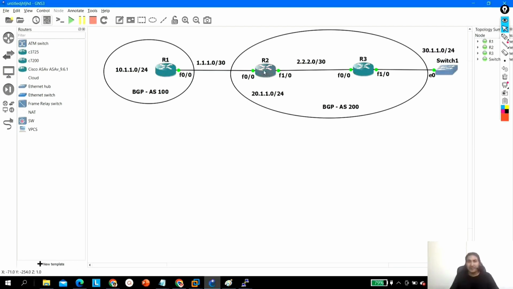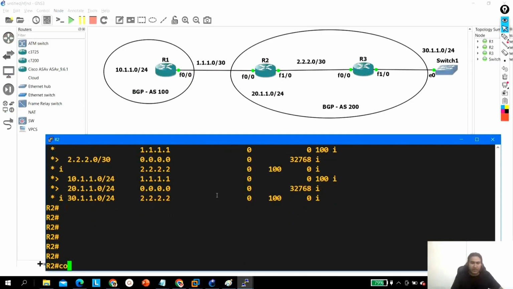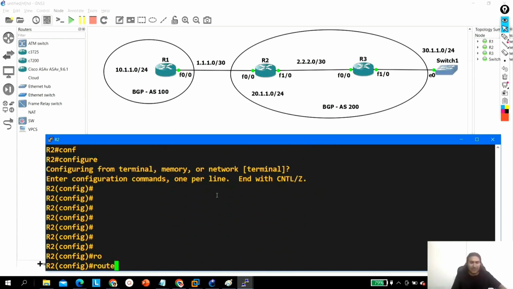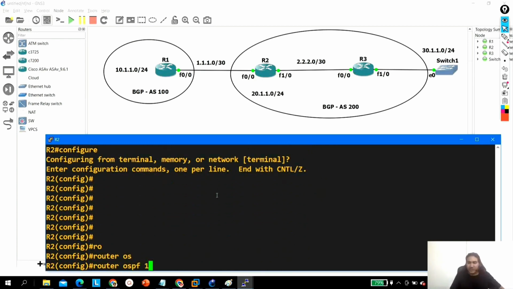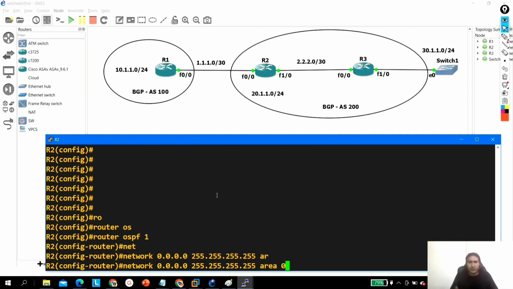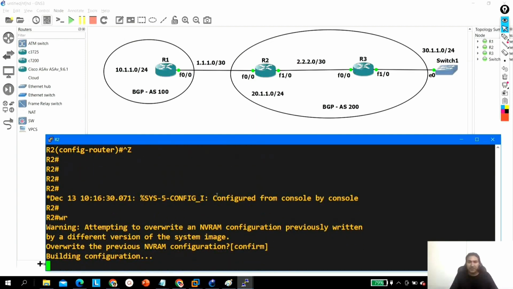So here let me configure OSPF. You can configure any routing protocol. So here I am going to configure OSPF. So on router 2, first of all, let me run OSPF. So router OSPF, then process ID, after that network. Let me advertise all active interfaces in OSPF. So command will be 0.0.0.0, wildcard mask will be 255.255.255.255, and area is suppose 0. Okay, let me write the configuration.